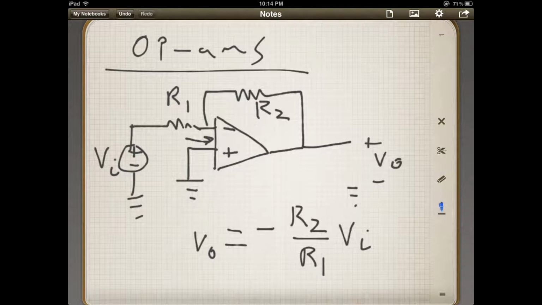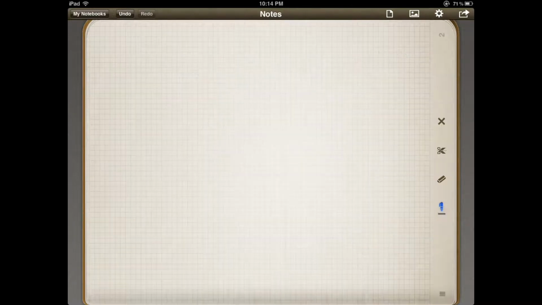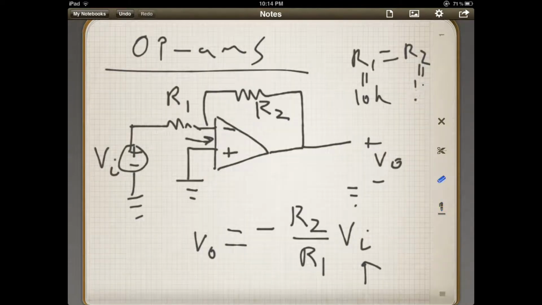So if we had two 10K resistors for R1 and R2, the gain would be the same as 1, so basically it would invert the input. Hypothetically, if we said R1 is equal to R2, we put them both at 10K, and R2 is equal to 10K as well, then of course 10 divided by 10 is 1, right?